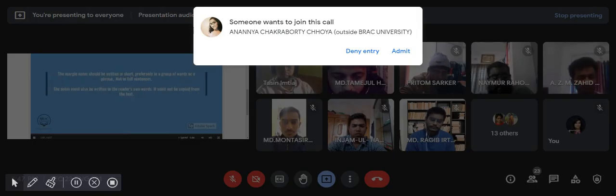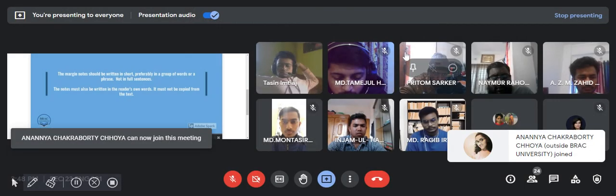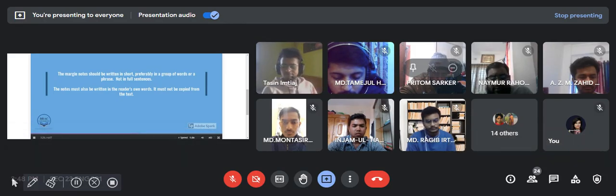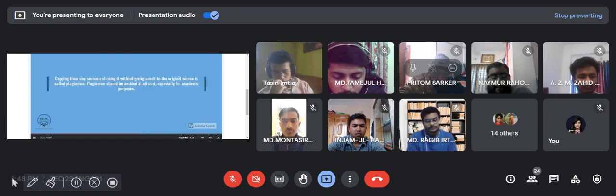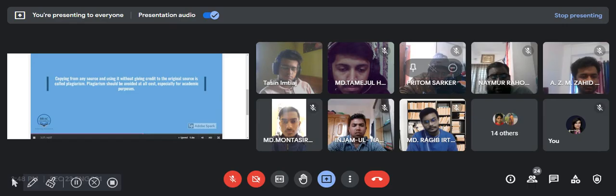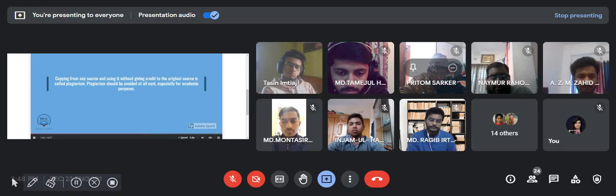The margin notes should be written in short, preferably in a group of words or a phrase, not in full sentences. The notes must also be written in the reader's own words. It must not be copied from the text. Copying from any source and using it without giving credit to the original source is called plagiarism. Plagiarism should be avoided at all costs, especially for academic purposes.